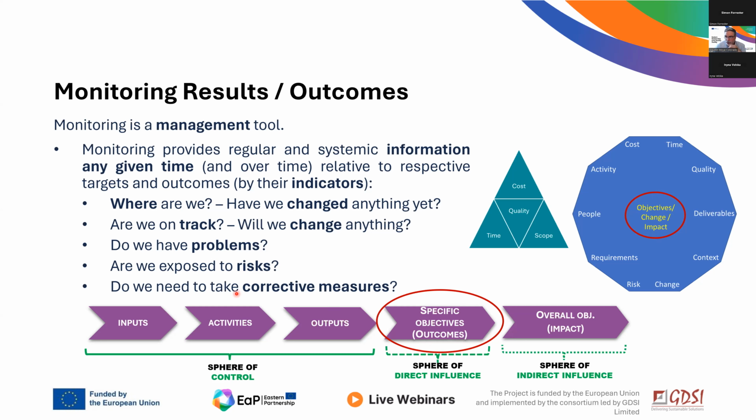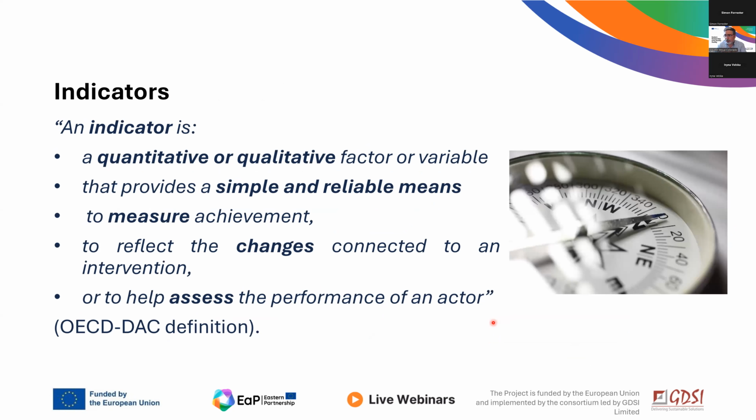It's usually very frequent that people have an emphasis on money spent and activities done and delivered outputs, how we're finalizing our outputs, and not so much on the results and the impact. So we're going to talk about indicators because that's a crucial element of monitoring.